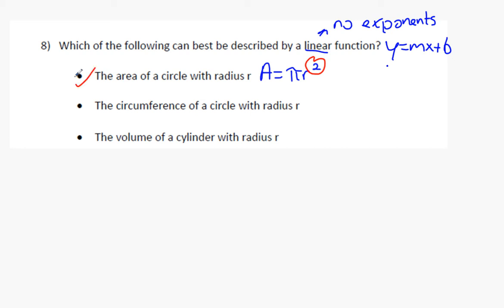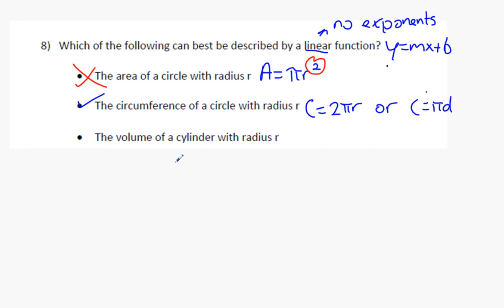Okay, circumference of a circle. Go back to your formula chart. Circumference of a circle says 2 pi r, or C equals pi times diameter. Did we see any exponents? Well, no. So is it linear? Does it follow this? Yes, it doesn't have any plus b. There's no y-intercept, but it's still linear. So this one is looking good.